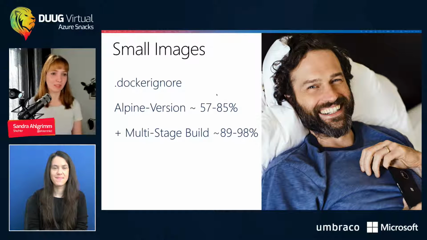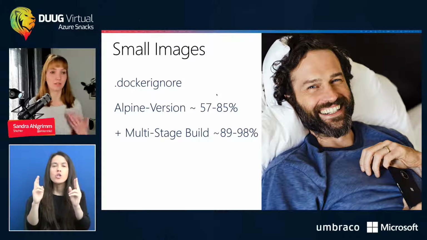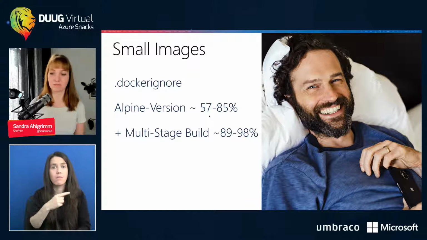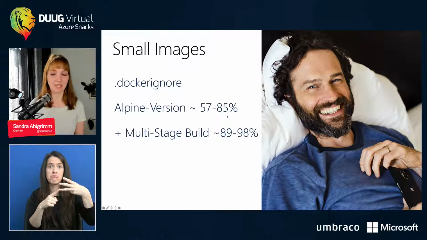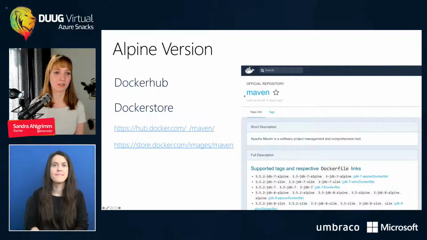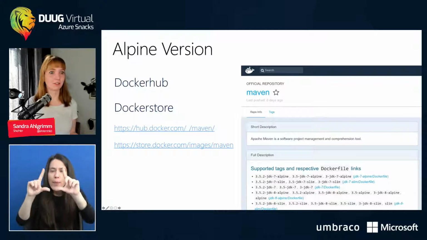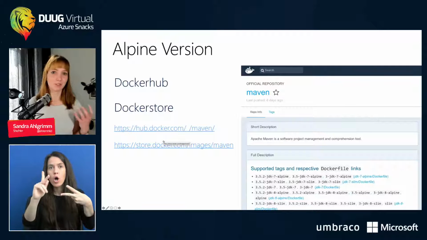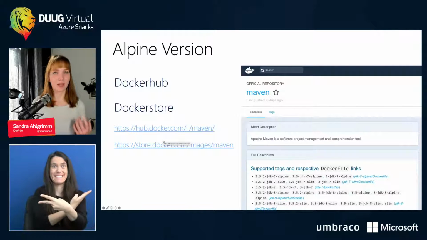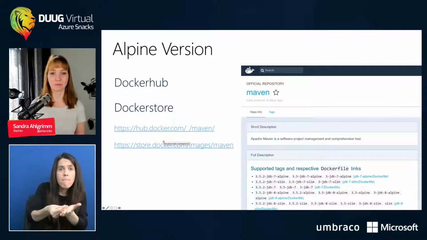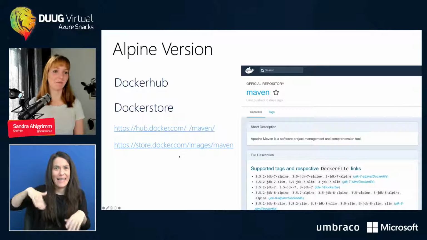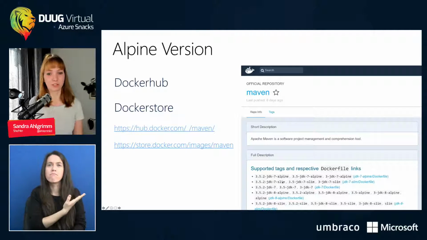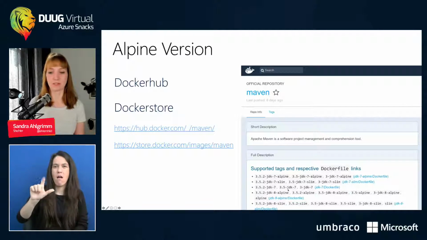And to get a very small image, you can also use multi-stage builds. And that's very common nowadays. So as I said, you find the smallest images on Docker Hub. There's also something called Docker Store. It's the idea that you can buy some containers, which can be useful. I think it hasn't kicked off yet, so I'm not sure if anyone uses it, but maybe it will come soon. And here you can also see there are Alpine versions and Slim versions, for instance, for Maven.